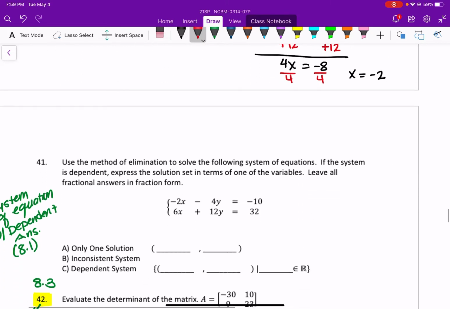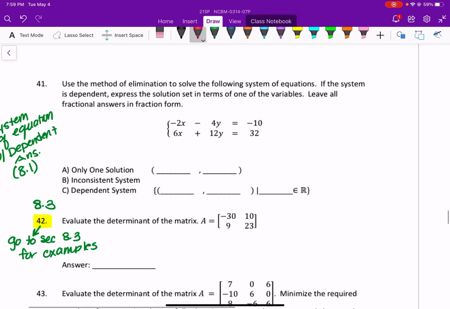All right, so number 41. Again, we're going to use elimination to solve this. So we do want to eliminate one of the 2 letters. Again, I'm going to go over here with x. Honestly, it's just because it pops out at me first. I've got a -2 and a +6. I know I can make this 2 the 6 by multiplying by 3. So I'm going to multiply this whole equation by 3.